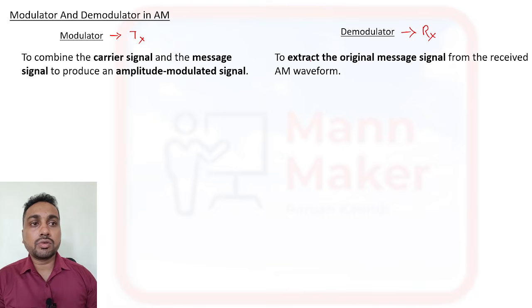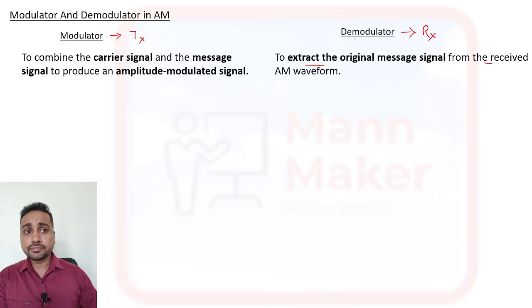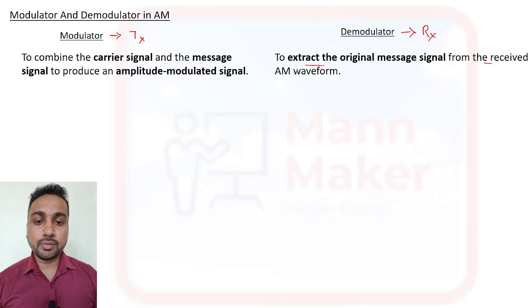Same, demodulator is what? What will it do? It is used on the receiver side, and it will extract the original message signal. In the receiver side, the demodulator will extract the original signal. This is the function of the demodulator.